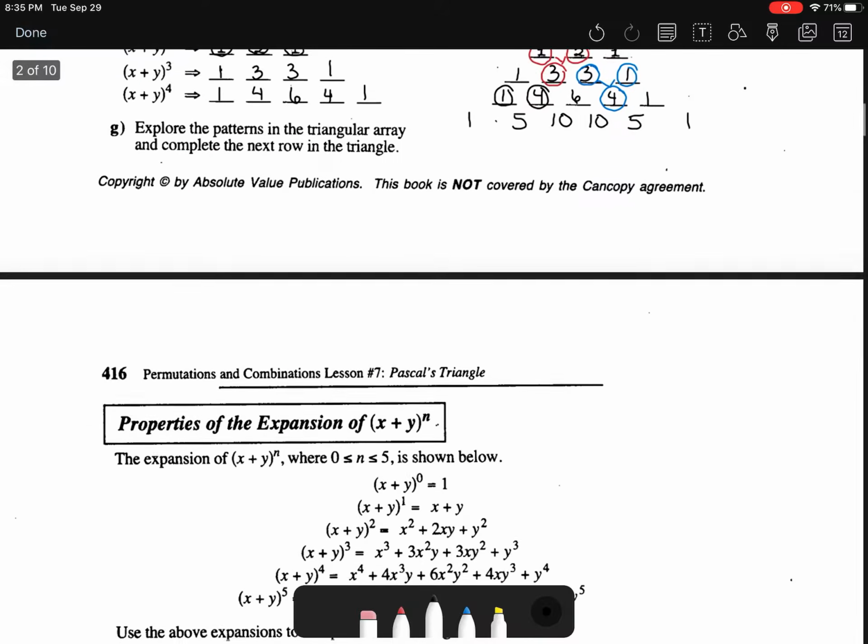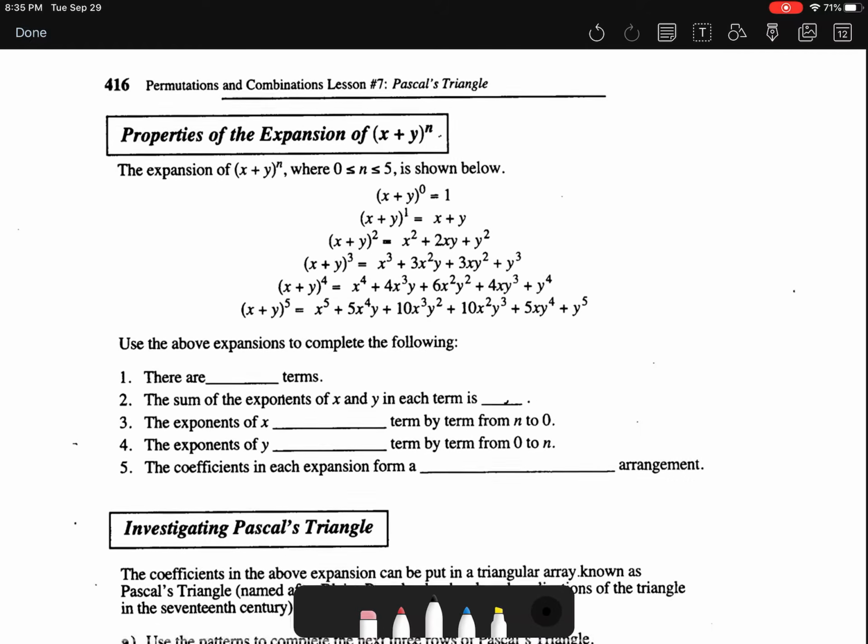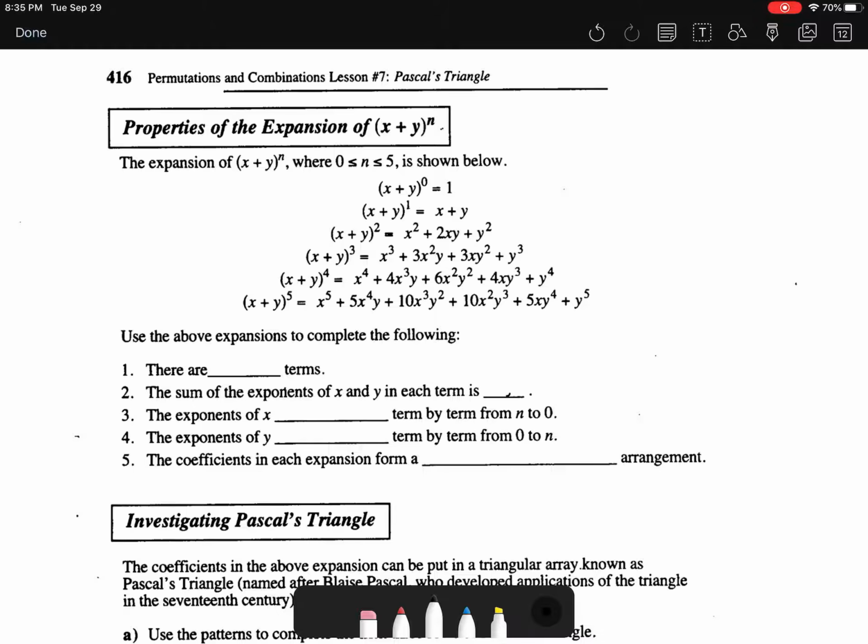So let's turn the page and see what we're going to talk about next. The properties of expanding any binomial x plus y to the exponent of n. And this time we're going to go one more, and we're going to take a look at binomials where the exponent on the outside is anything from 0 to 5. And that's what we have here. x plus y to the exponent of 0, x plus y to the exponent of 1, x plus y squared, x plus y cubed, x plus y to the exponent of 4, and x plus y now to the exponent of 5. Using the above expansions, complete the following.